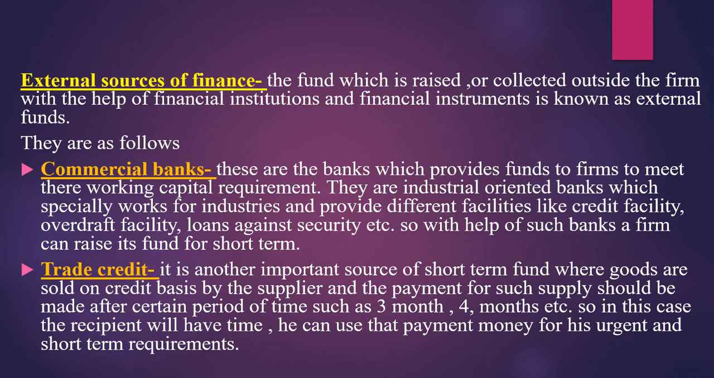In this case the recipient will have time, and he can use the payment money for his urgent and short term requirements. Already in trade we know there are cash sales and credit sales, correct? In case of credit sales the payment will be postponed to a future period, it may be after 4 months, 5 months, 6 months, whatever it may be. Till then the business will have certain funds in hand which it can use for urgent and short term requirements.